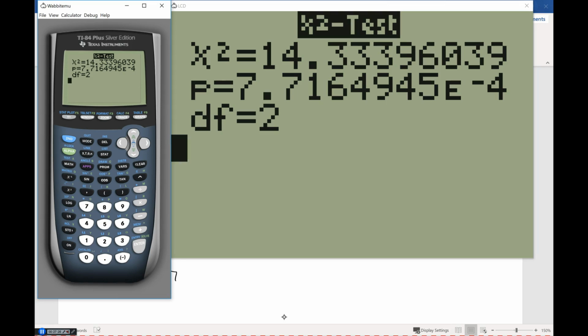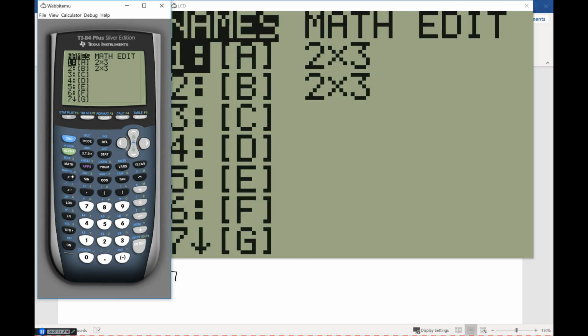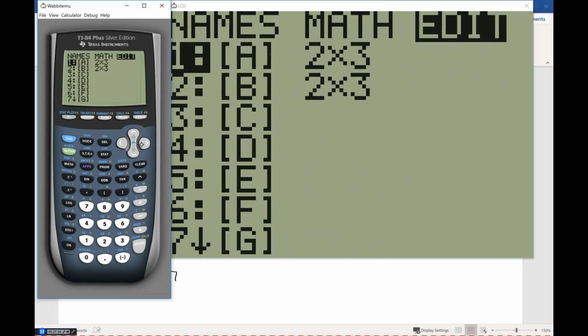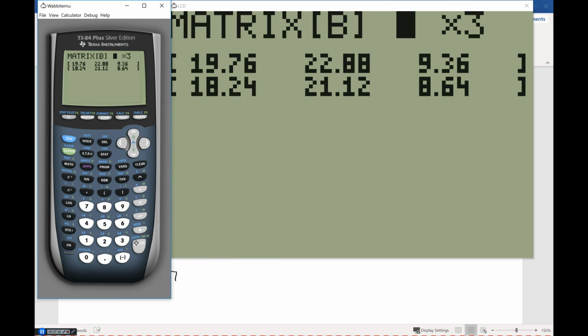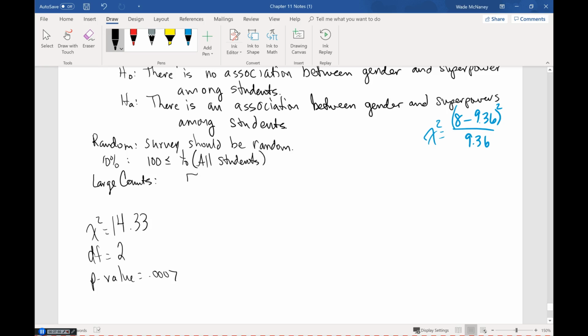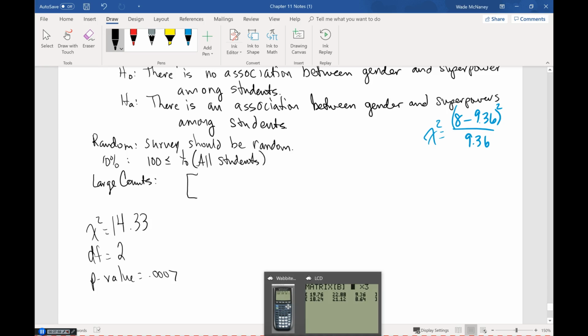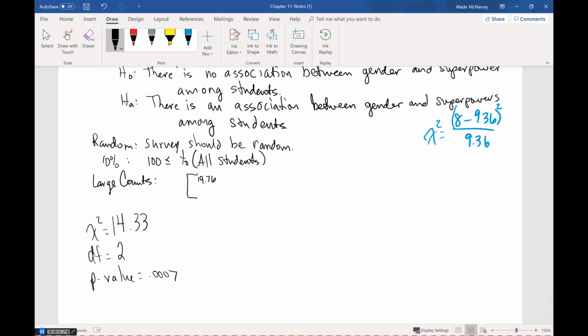How do we see our expected counts? We go into matrix B. So we're going to go over to edit. Edit is the best place to see it. Instead of displaying it, we want to edit it. We're not going to actually change any values, but it shows them the easiest on our screen when we do it this way. So, are all of my expected counts at least 5? Is it good enough to just say that? No. You have to go back over here and show that. 19.76 and 18.24.